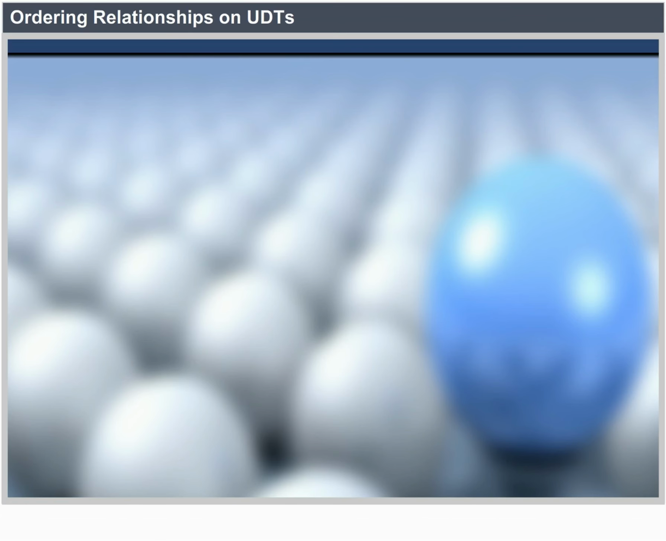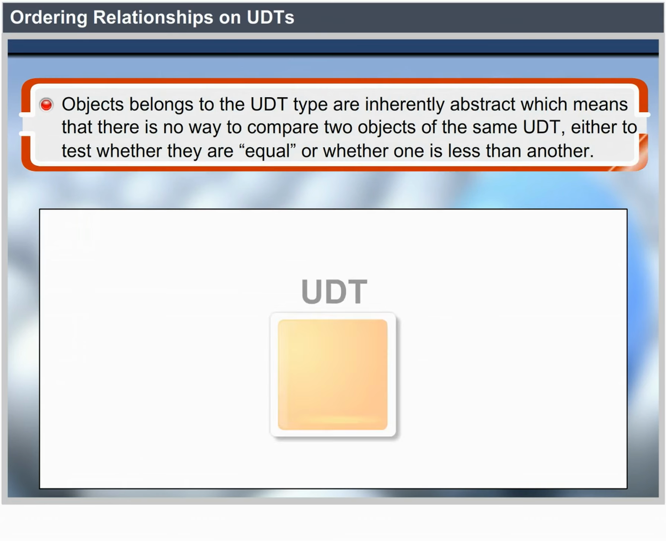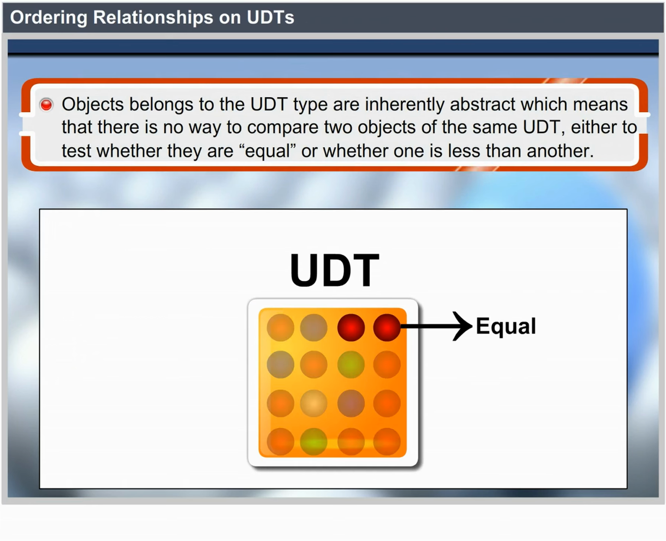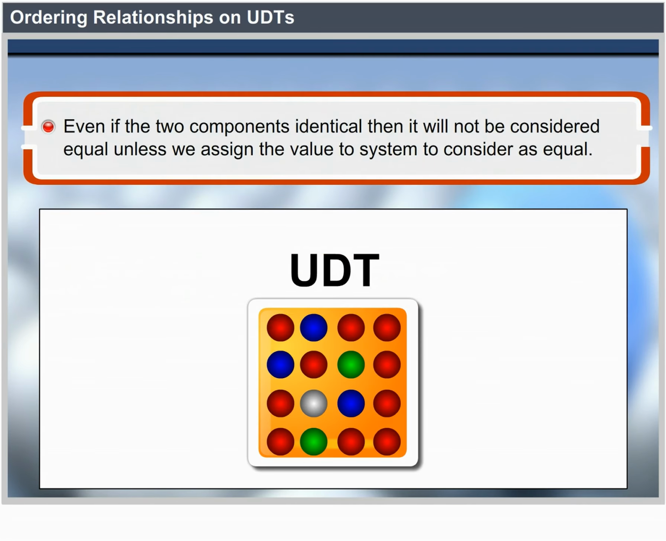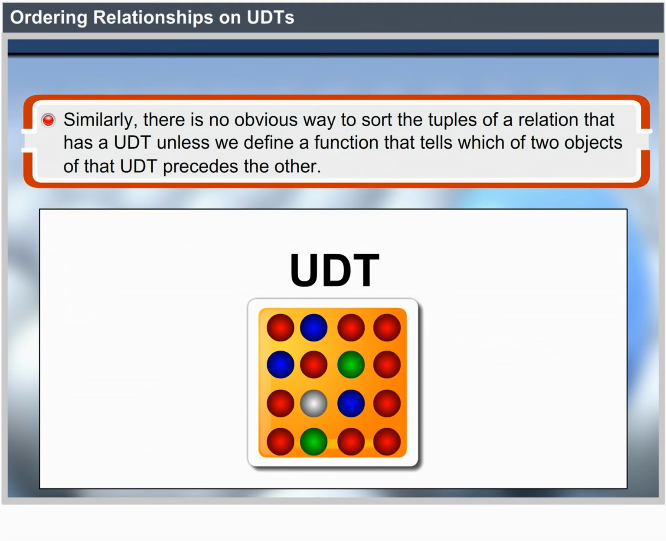Objects that are of some UDT are inherently abstract, in the sense that there is no way to compare two objects of the same UDT, either to test whether they are equal or whether one is less than another. Even two objects that have all components identical will not be considered equal unless we tell the system to regard them as equal. Similarly, there is no obvious way to sort the tuples of a relation that has a UDT unless we define a function that tells which of two objects of that UDT precedes the other.